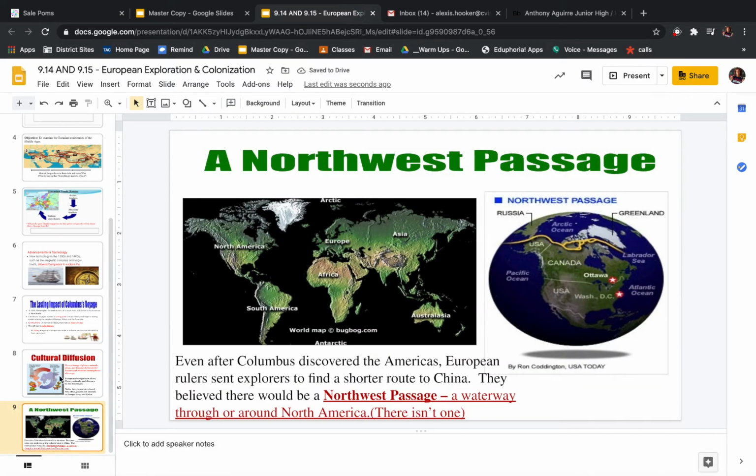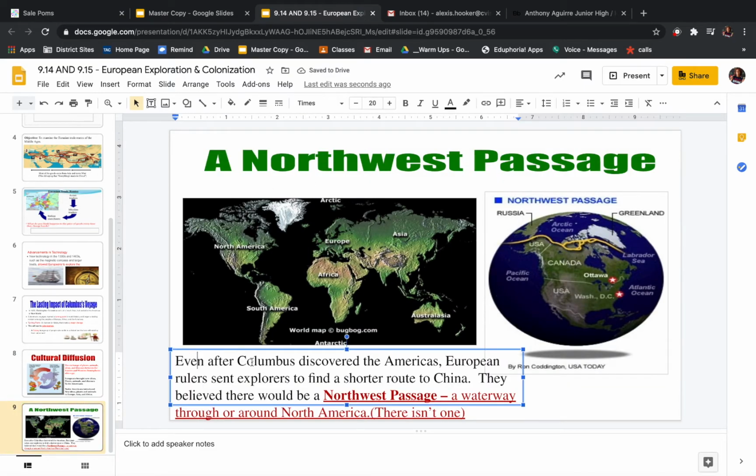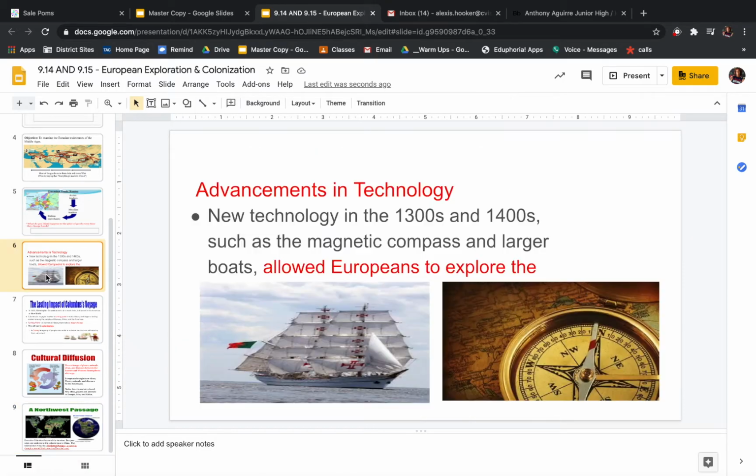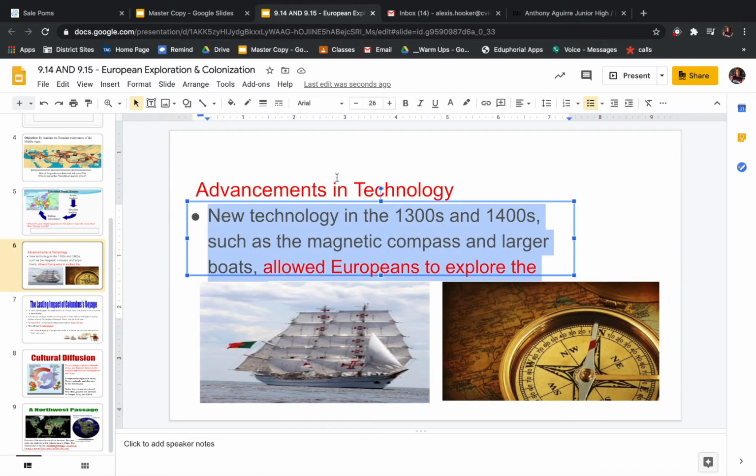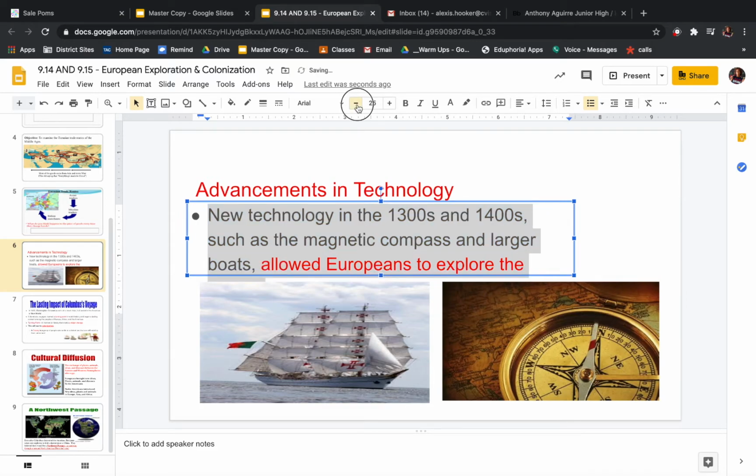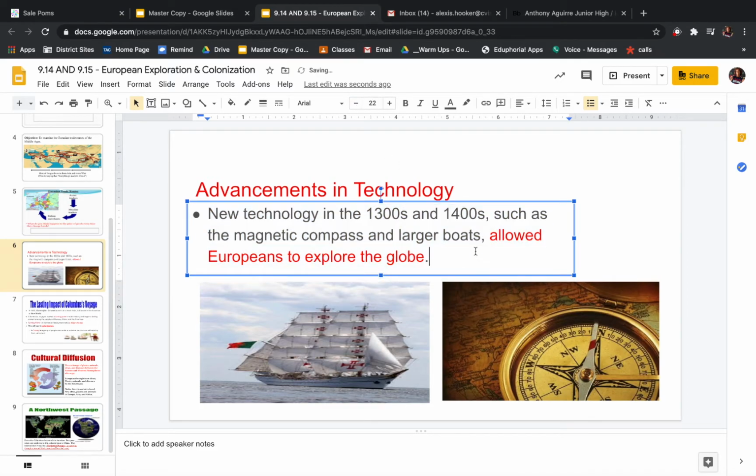Northwest Passage, a Northwest Passage. So even after Columbus discovered the Americas, European rulers sent explorers to find a shorter route to China. So remember, Columbus only left Spain because they wanted to find a shorter route to Asia by sea. All right. Why did they go by sea? Because they had new advancements in technology. What were those new advancements? The new advancements was a magnetic compass and larger boats.